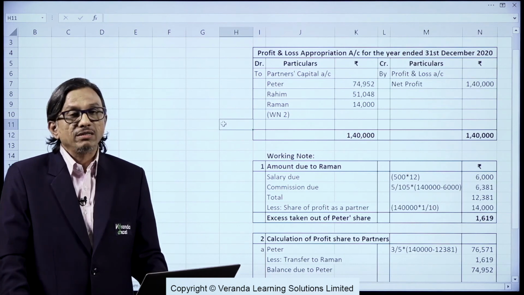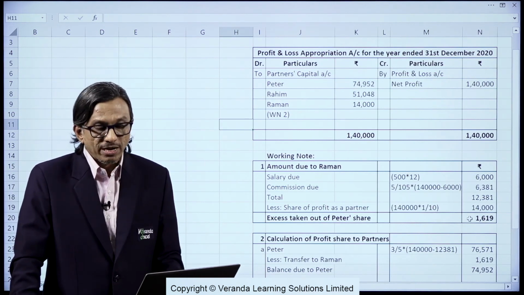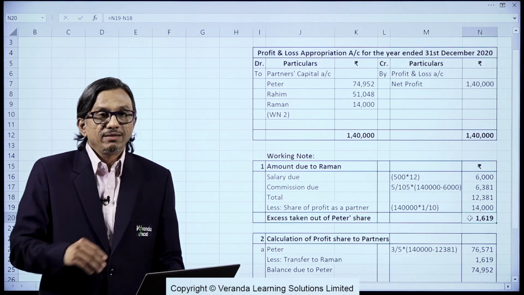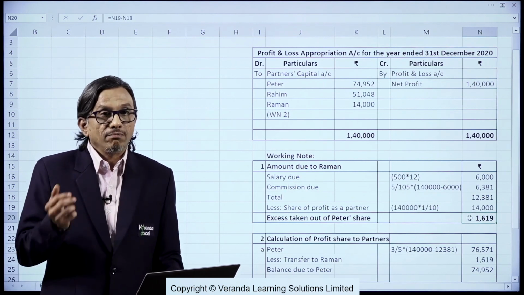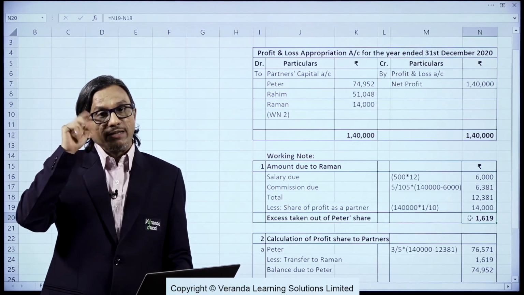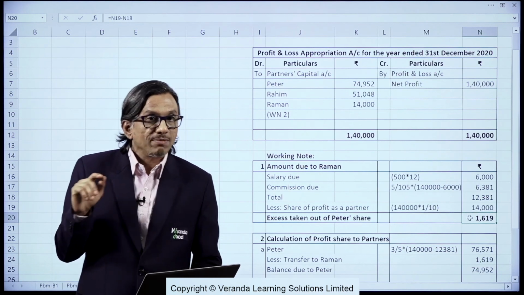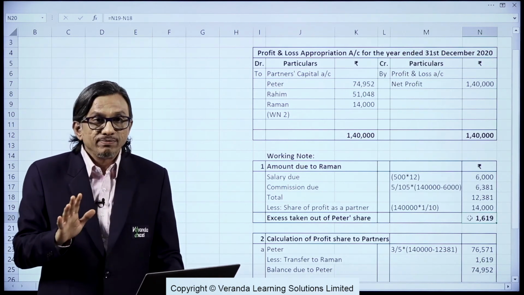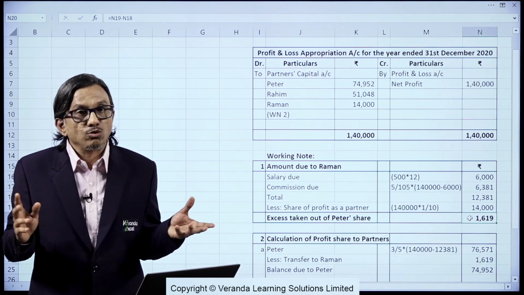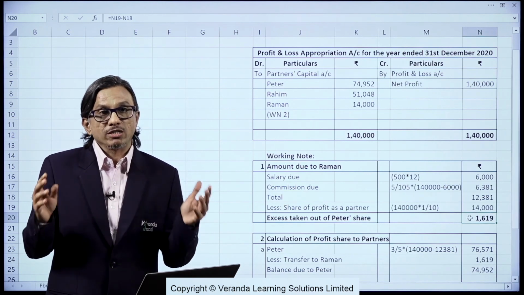So what is the difficulty in this problem? The difficulty is calculating the excess amount you are paying to Raman, which is to be taken from Peter's share. If you calculate that correctly, then the problem becomes very easy. But many times we find that students make mistakes in this calculation. That is why when problems like this come in the exam, they give you even 6 marks. It may not take more than 10 minutes if you know how to do it. But if you are not able to do it correctly, it may take even 15 minutes, but the marks given is only 6. So it will not be worthwhile to keep doing the problem in the exam beyond a certain point.